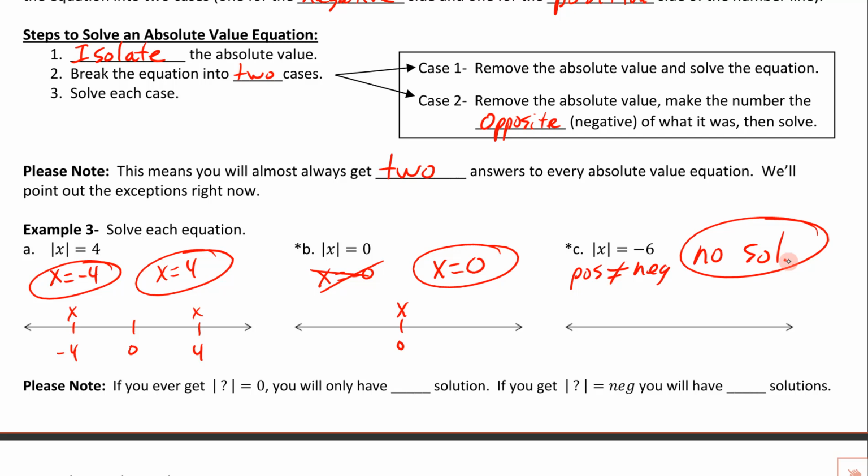Good enough on that one. Now, just as a reminder of these exceptions, if you ever get an isolated absolute value set equal to 0, then you're only going to have one solution. And if you get an isolated absolute value and it's equal to negative, then you're going to have no solution. So those are the two exceptions. Be on the lookout for those.